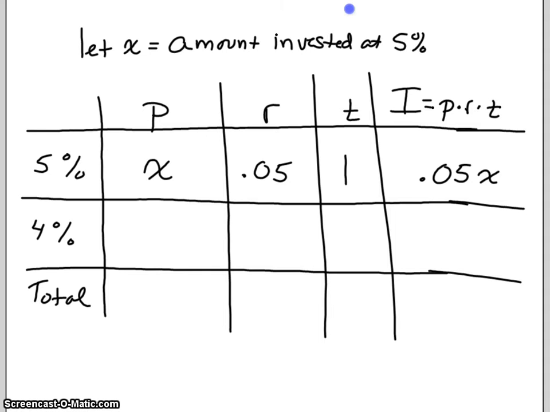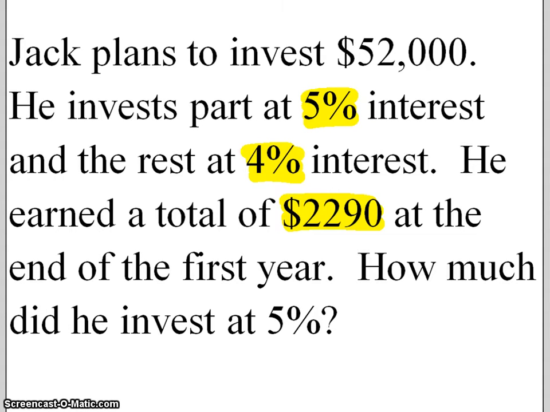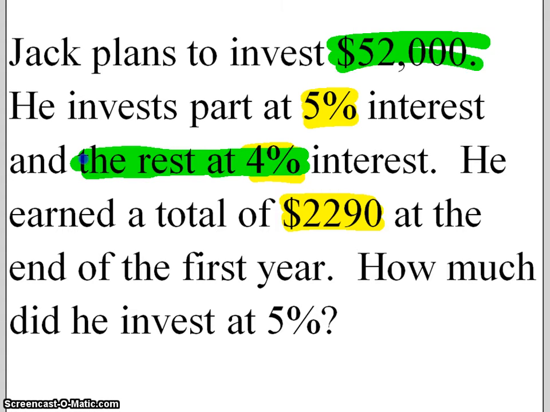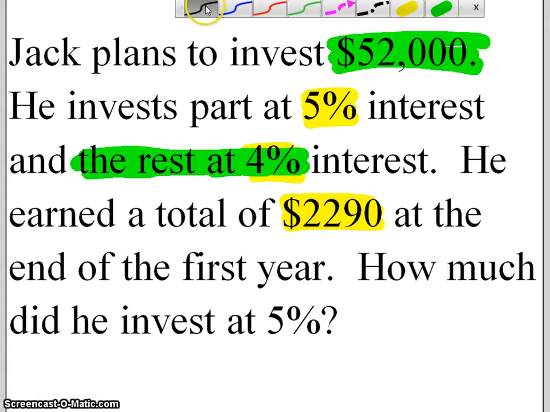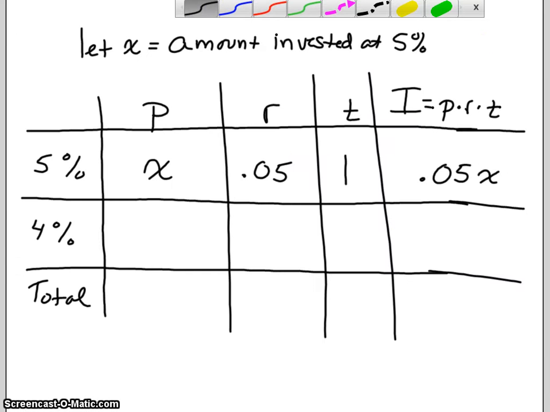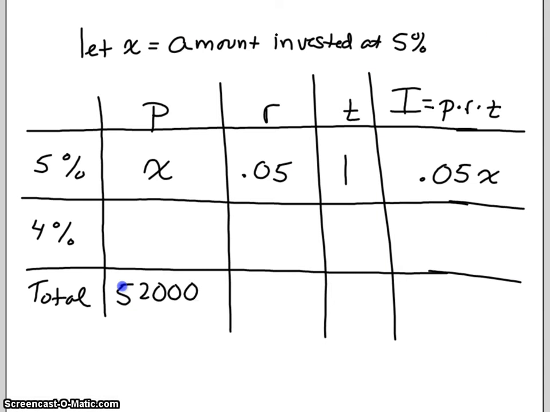Now, it just says in our problem that he invested the rest. I want to highlight that. He invested the rest at 4%. So the rest of it was at 4%. The rest of what? The rest of the $52,000. That's the total amount that he invested. He invested $52,000 in total. So that goes here.